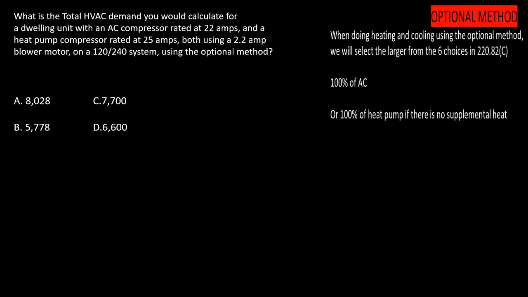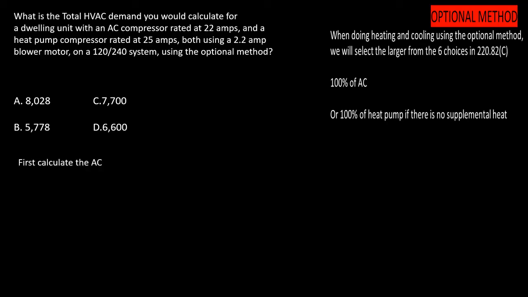Okay, so let's look at variation 1. This is going to be 100% of the AC or 100% of the heat pump if there is no supplemental heat. What is the total HVAC demand you would calculate for a dwelling unit with an AC compressor rated at 22 amps and a heat pump compressor rated at 25 amps, both using a 2.2 amp blower motor on a 120/240 volt system using the optional method?